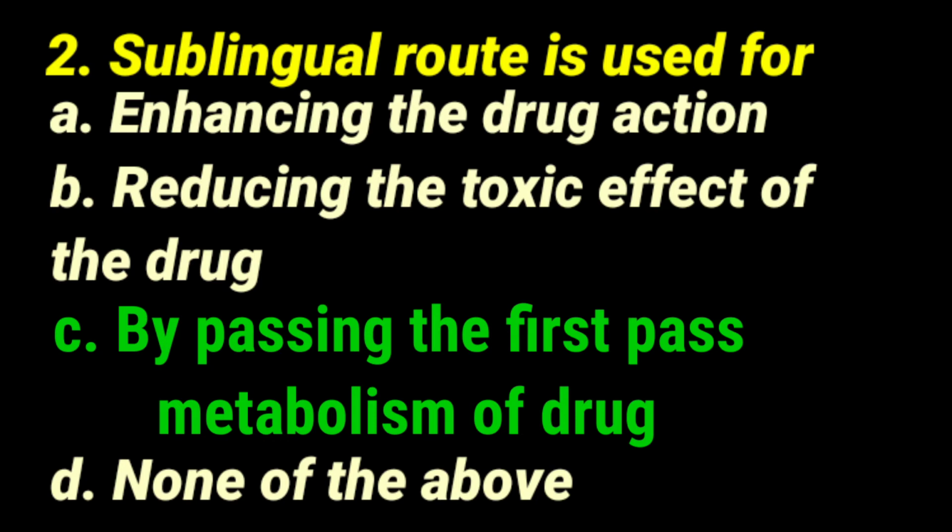So we have to know the meaning of first pass metabolism. It is a phenomenon of drug metabolism whereby the concentration of the drug, specifically when administered orally, is greatly reduced before it reaches the systemic circulation. Okay, when the drug is administered orally, the concentration of the drug is greatly reduced before it reaches systemic circulation. That is first pass metabolism.